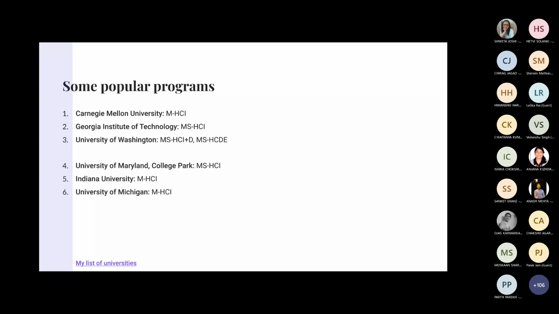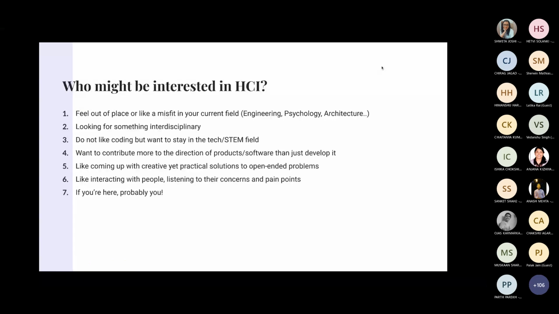Okay, so now let's talk about career prospects of HCI. At this stage, I think you have a much better idea about what HCI or UI UX would be. Now, sort of formalizing who might be interested in it. If you feel like you are out of place or like a misfit in your current field, it could be engineering, psychology, finance, architecture, anything. There are all sorts of people with all sorts of backgrounds that come into HCI. And again, this emphasizes the second point, which is that because it's an interdisciplinary field, there is a mix of so many different types of people.